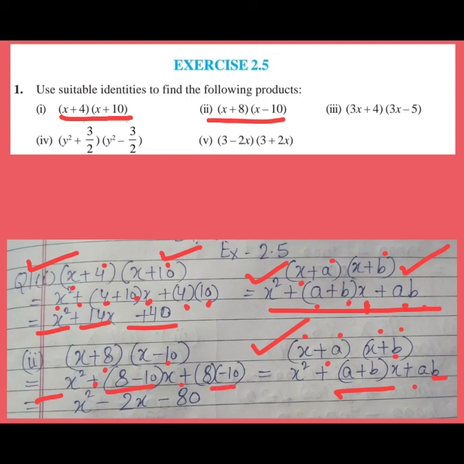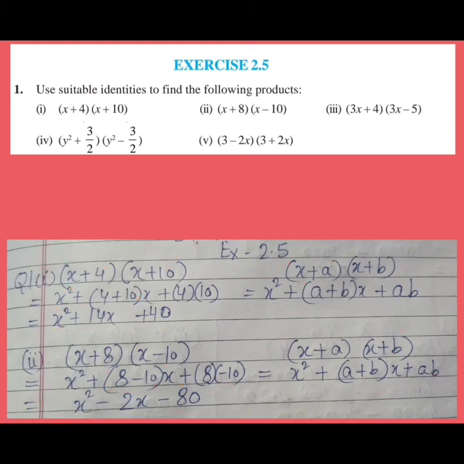Then when we solve it, it becomes x square minus 2x. 8 minus 10 is minus 2, so it becomes minus 2x. 8 into minus 10 is minus 80, so it becomes minus 80. So the product of x plus 8 and x minus 10 is x square minus 2x minus 80.